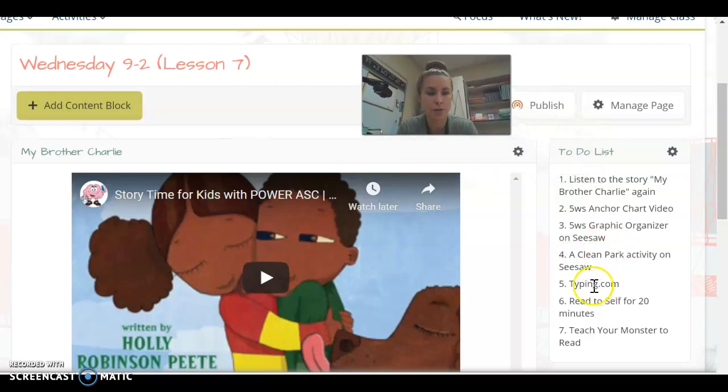After you finish that, you can spend a little bit of time on typing.com, then read to self for 20 minutes. Make sure you're setting that timer to get your full 20 minutes. You can read to self, or you can also read to an adult at home. It's even sometimes fun to read to a stuffed animal. And then if you have time, you can get on Teach Your Monster to Read for a few minutes. Okay, and that's our whole to-do list for today.